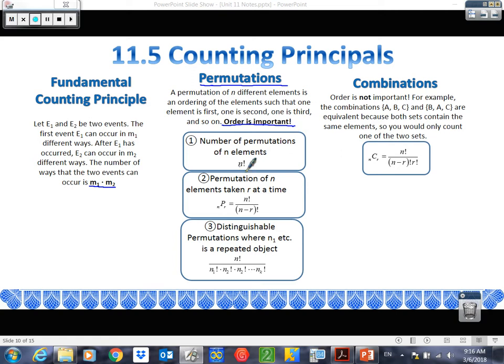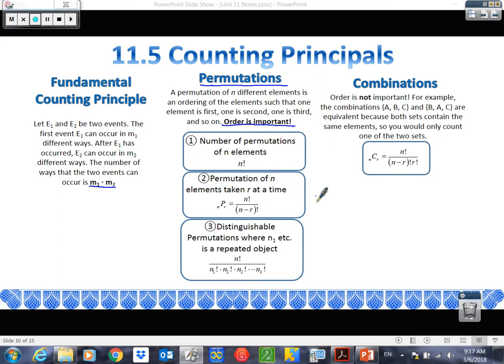One is, for example, let's say we have 7 different cards, and we want to know the number of ways we can order them. And each card is different, so the order would be important. So we would do 7 times 6 times 5 times 4 times 3 times 2 times 1. That would tell us how many different ways we could order 7 cards.